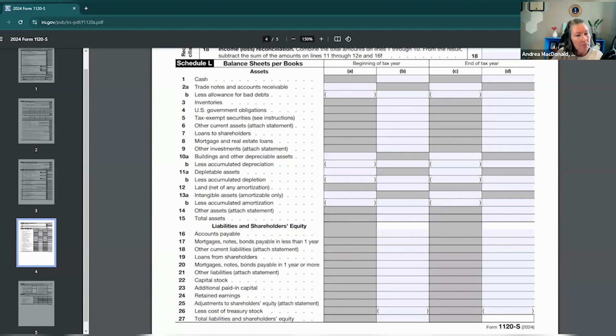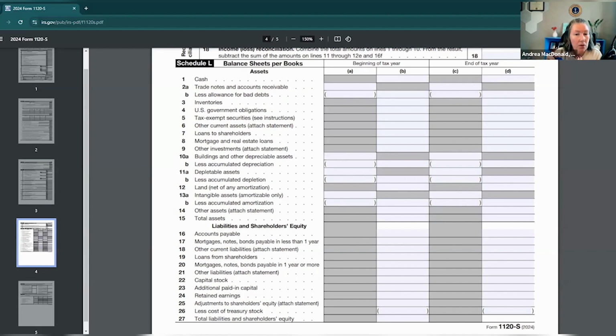Loans from shareholders means the shareholder has deposited personal money into the business. Now, there should still be a loan agreement, right? If the company is borrowing money from someone, even a shareholder, there should be a loan agreement at arm's length with stated interest and all that normal stuff. I'm a little bit less offended if I see that.